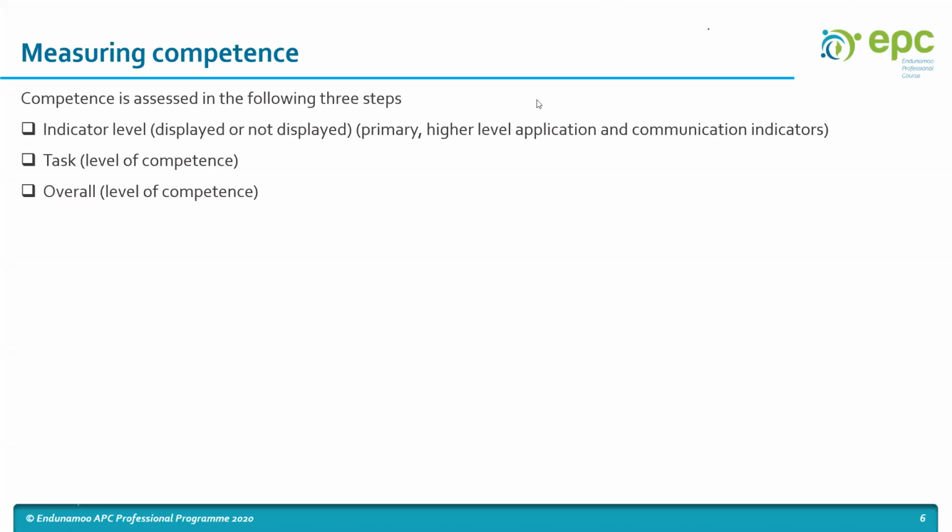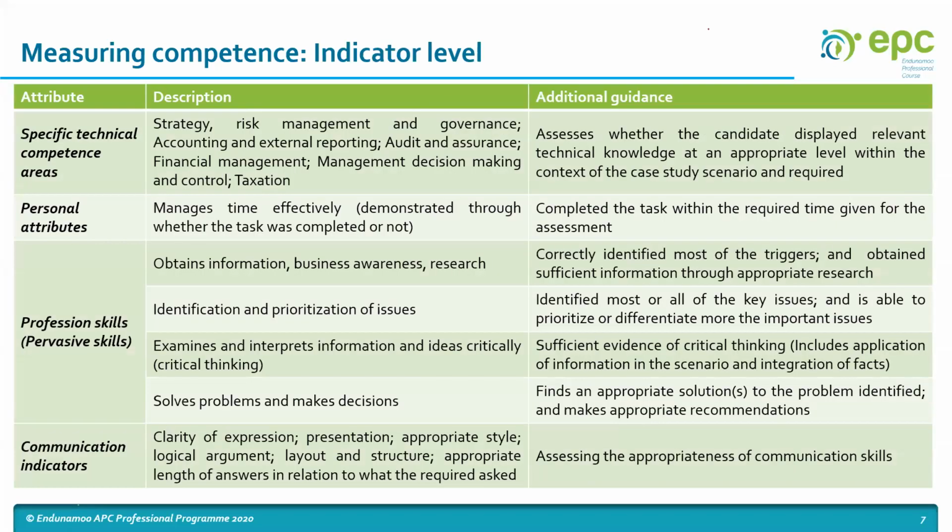But for you to go into each task, let's look at a task from an indicator level. When we look at it at an indicator level, we say, did you demonstrate the relevant indicators that are required by the task? The task might be a technical task, might be a pervasive task, but both those tasks will have specific requirements to get to an indicator, to get it to a competent level.